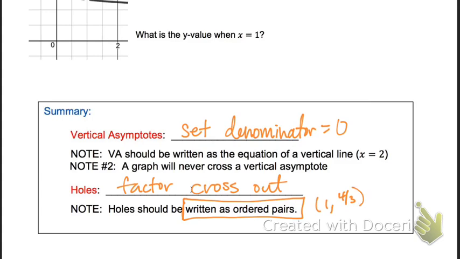So in my step-by-step process, when I ask you to answer one of these, step 1 you want to factor. Step 2 you want to cross out. And then step 3, set denominator equal to 0. So don't set the denominator equal to 0 until you've crossed out your holes.